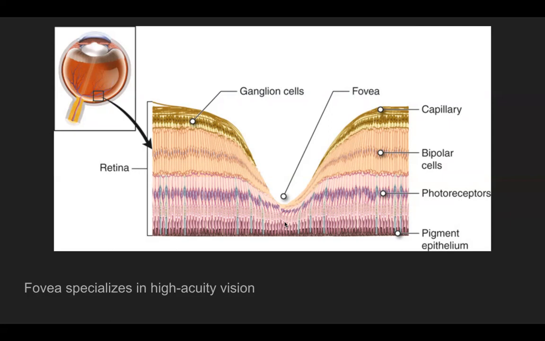And so this is just a really important part of the retina that allows us to see things in detail, see colors in detail, and allow for high acuity vision due to its high density of cones and due to the fact that these cells will move out of the way so that light can directly come onto the cones and the photoreceptors there.